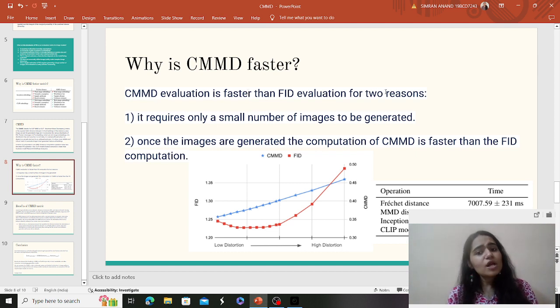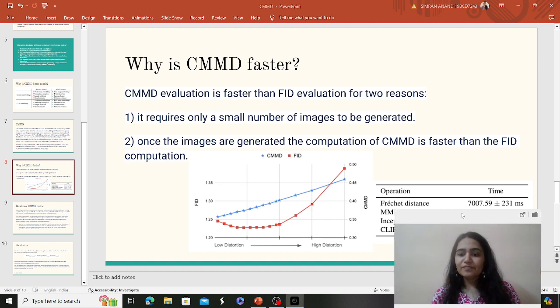Firstly, it requires a small number of images to be generated. You don't need a huge set of images. You don't need more than 10,000 images, like FID, which needs at least 10,000 images to be generated. You don't need that. Even if your image generation model, GAN model, or diffusion model has generated less than 10,000 images, less than any threshold number of images, you can use CMMD. Once the images are generated, the computation of CMMD is faster than FID computation, which has been experimentally evaluated.